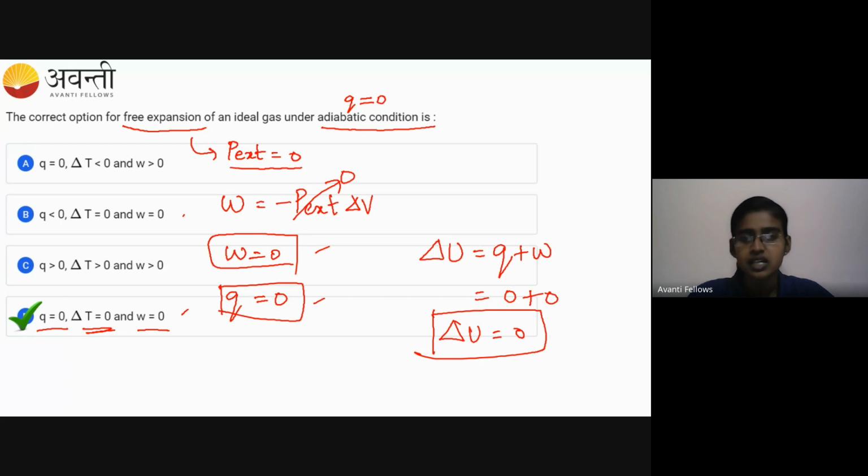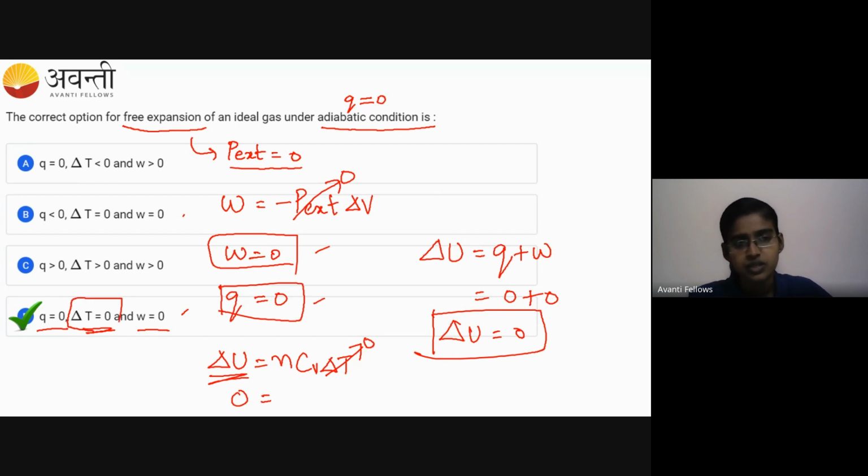Now, when will delta U be equal to 0? To know that, we have to use the relation delta U is equal to n Cv delta T. This delta U will be equal to 0 only when delta T goes to 0. So that's why delta T is also equal to 0 for the last option. So in case of adiabatic free expansion, work done, heat exchange and temperature change, everything is going to be equal to 0. Okay. Is this clear for all?